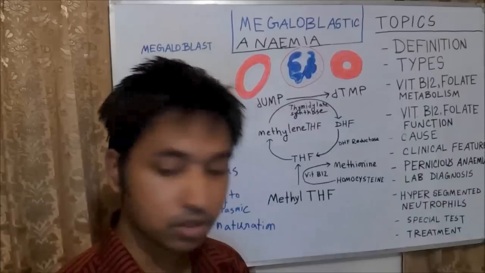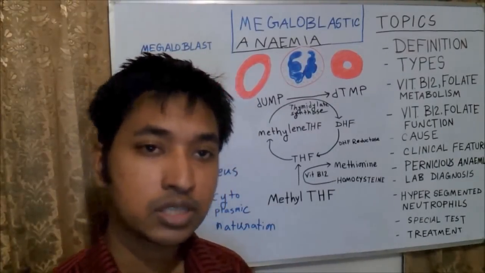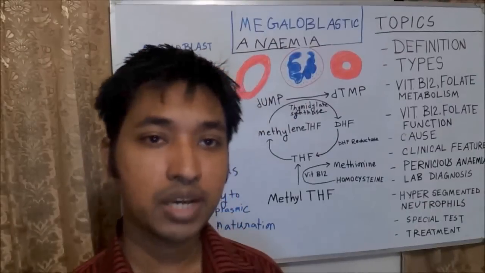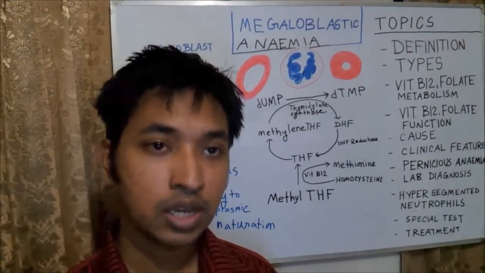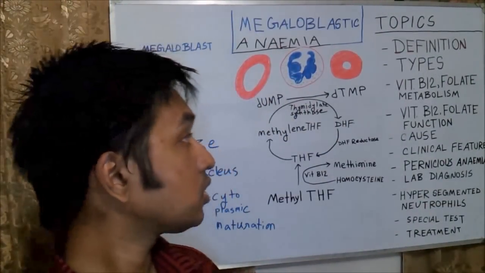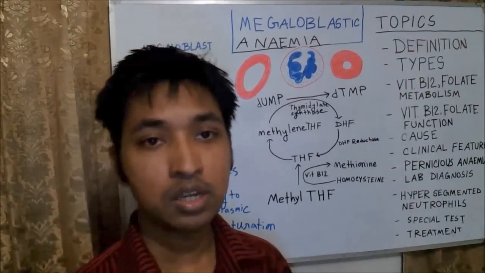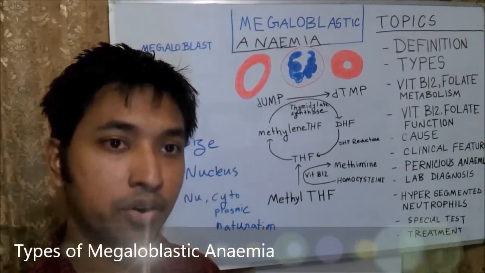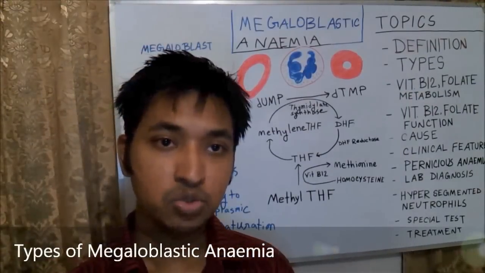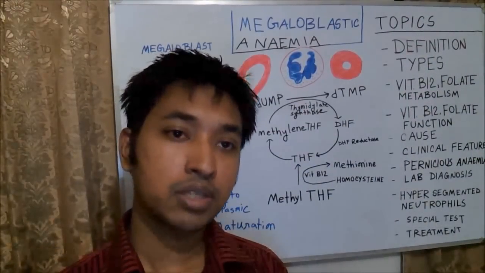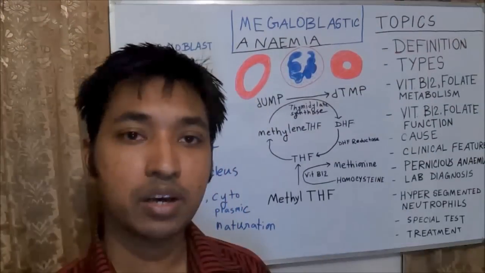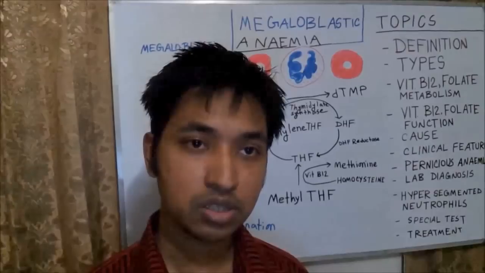Okay, so now that we have discussed the basic difference between megaloblast and normoblast, we are ready for the second topic, and that was the type of megaloblastic anemia. Always remember, megaloblastic anemia can be due to a variety of reasons, but the commonest two types are vitamin B12 deficiency anemia and folate deficiency anemia.